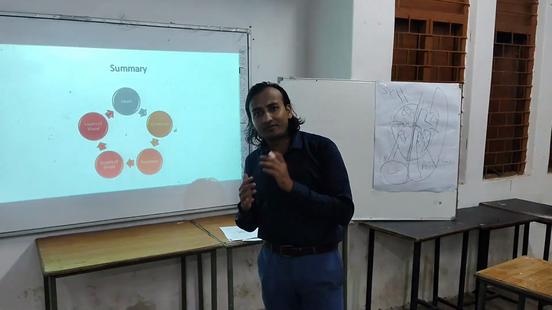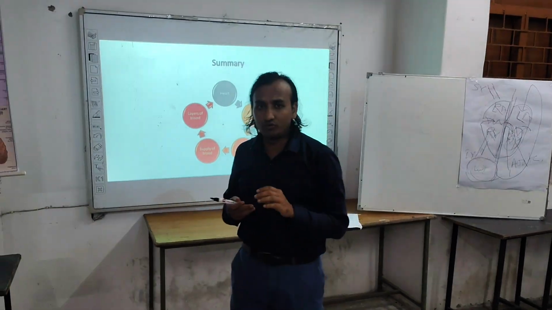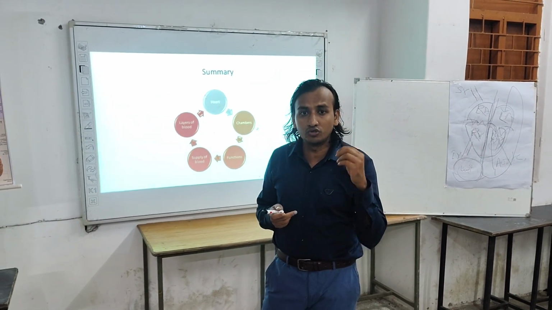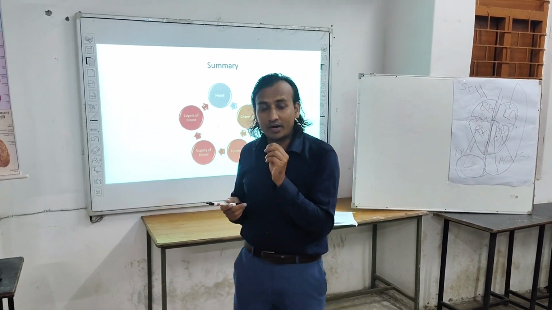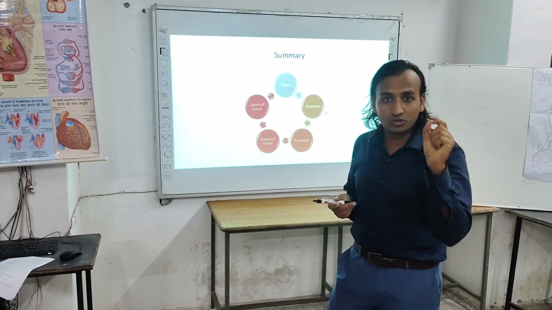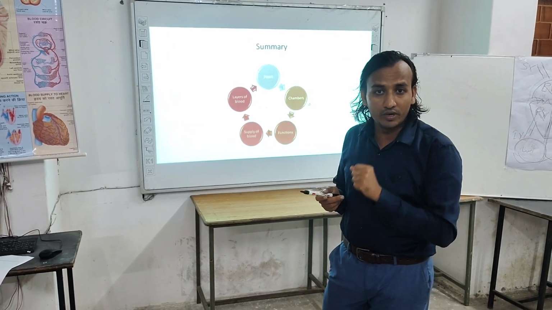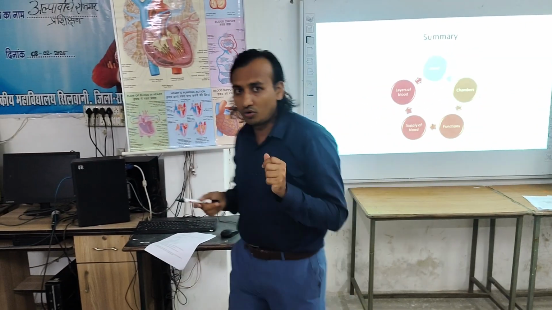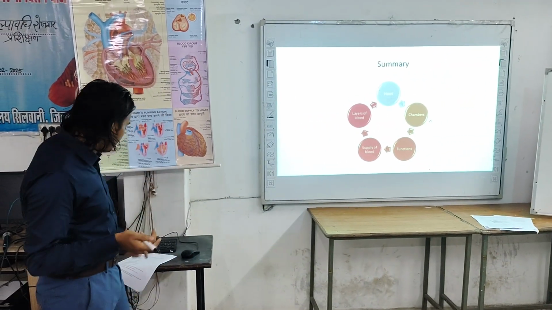Then what happens? It controls blood regulation. We know that there are systolic and diastolic blood pressures. When we go to the doctor, they measure it. They give systolic blood pressure, which is near about 120, and diastolic blood pressure around 80. So the function of the heart is to regulate the blood pressure.